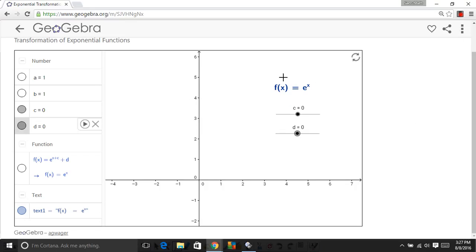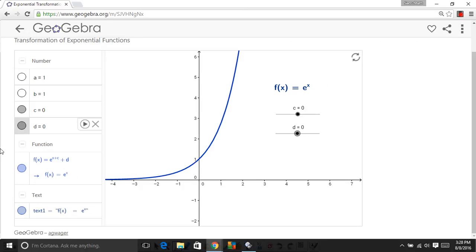So here we have nothing because the graph is not showing. There it is. Now here we have the graph. In blue, we have the original graph. We have it right here. This is how the graph would look if we were graphing this function. So this is the function for the exponential.